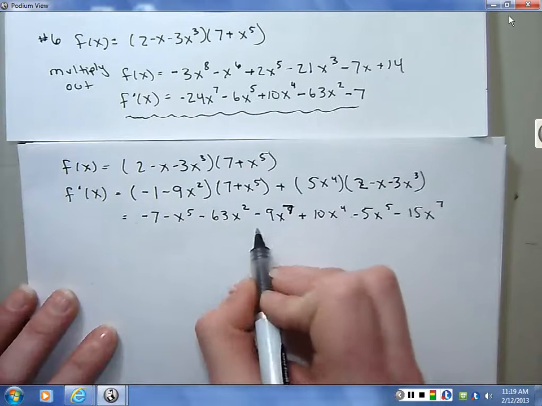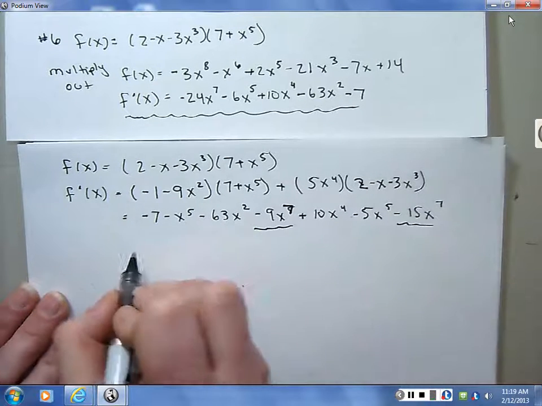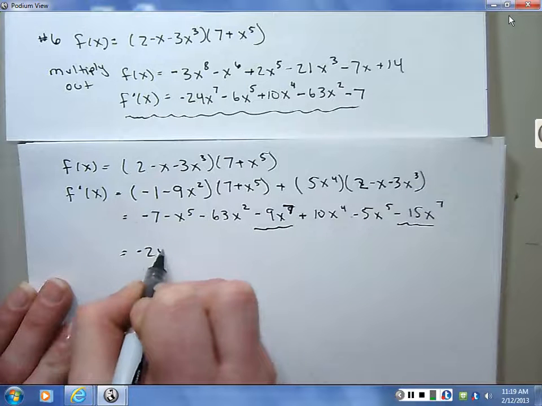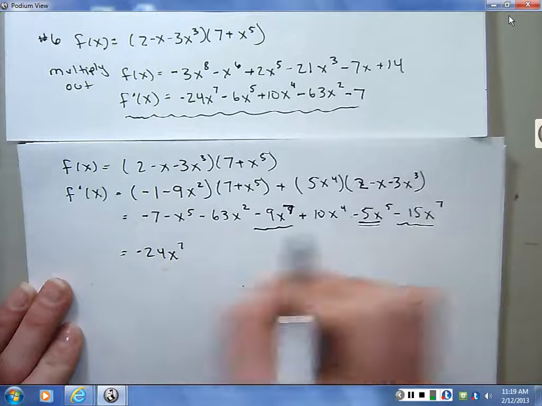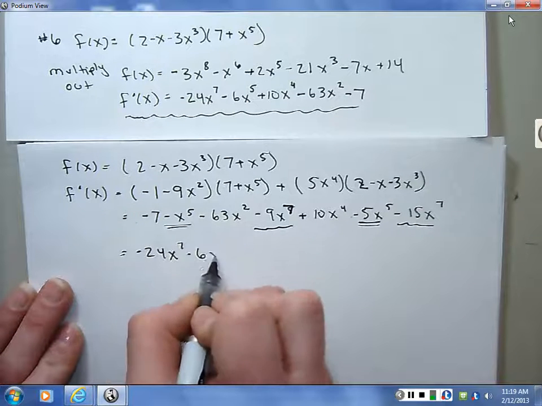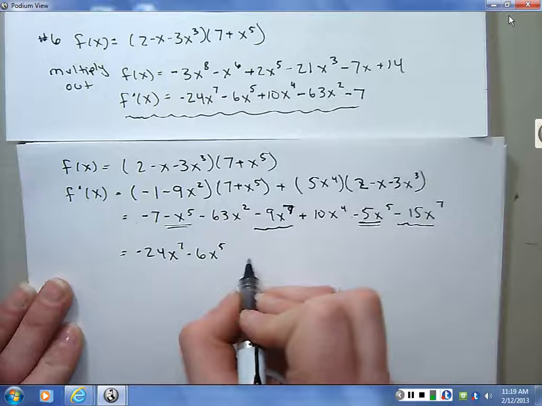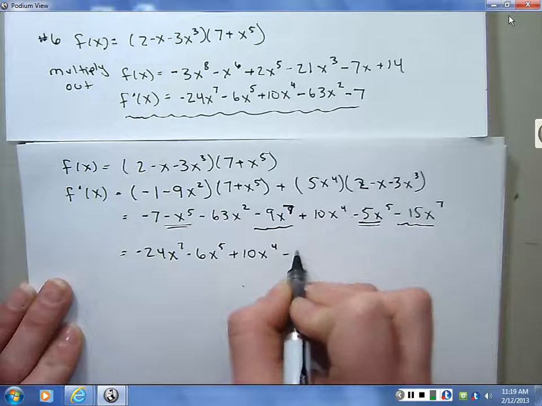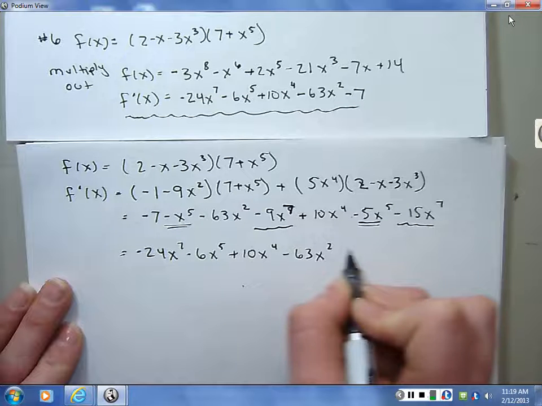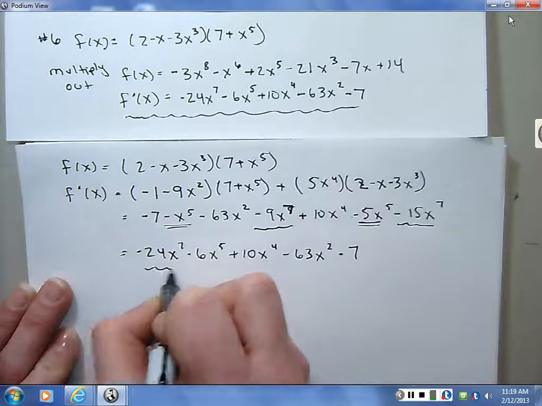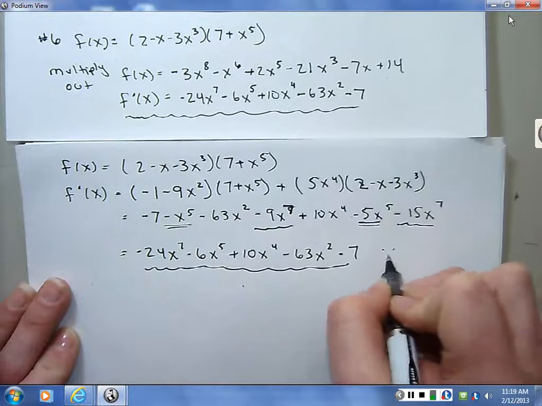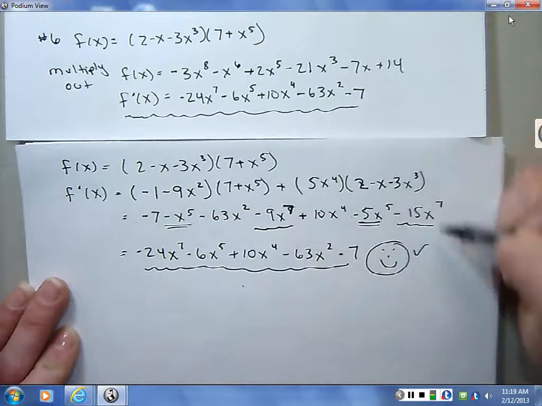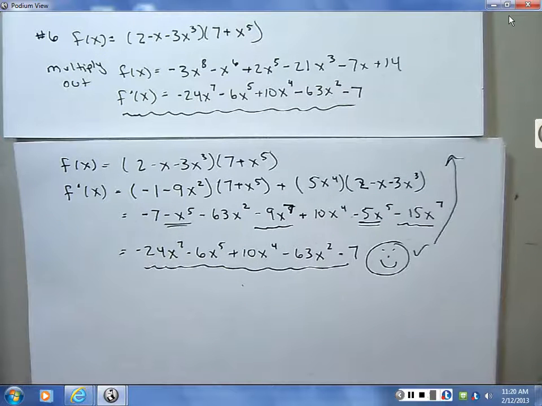So now if I collect like terms, I have minus 24x to the 7th minus 6x to the 5th plus 10x to the 4th minus 63x squared minus 7. And we would agree that this is the same thing we got on the previous page. So this is the same answer.